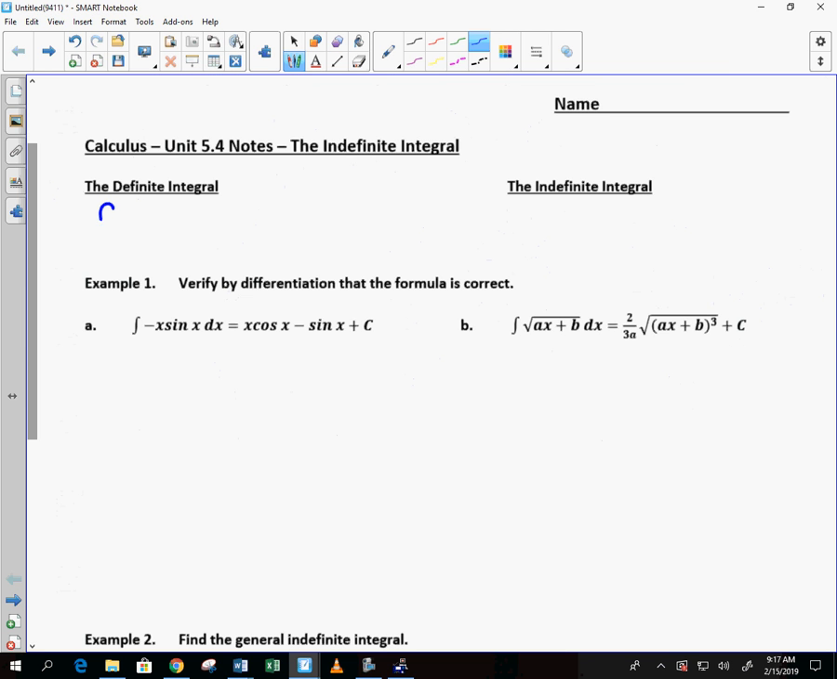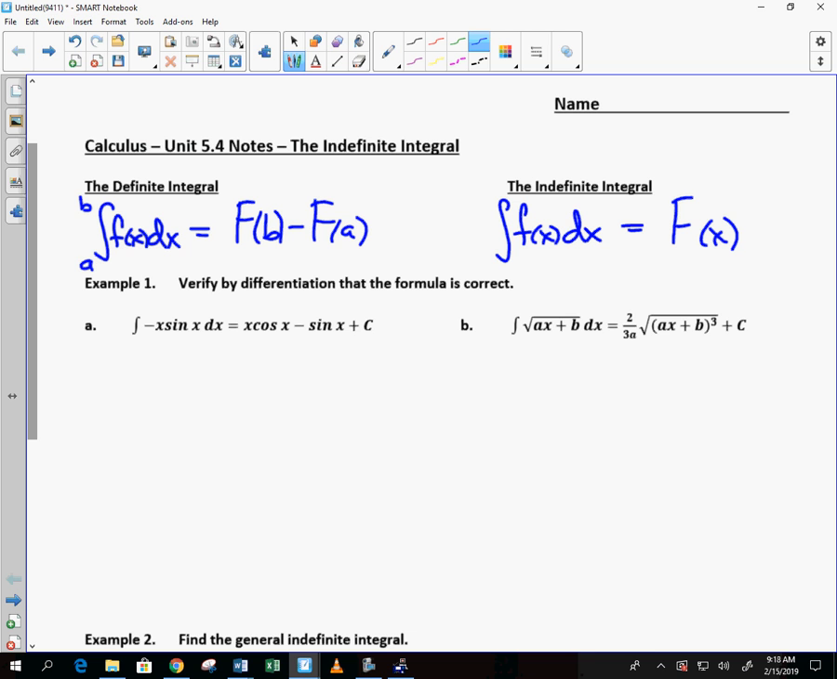The definite integral. Integral from a to b of f of x dx. And we say that that is equal to large F of b minus large F of a. And that gives us an exact number. A definitive number that nobody disagrees with, correct? The indefinite integral, we would say, does not have any bounds. Integral of f of x dx. And we say that that is just big F of x, an antiderivative, plus a constant.